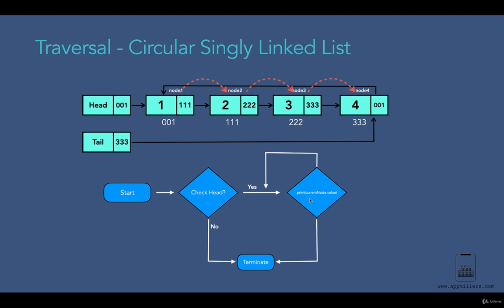Otherwise, we continue to print the current node's value. Then while we have not reached the size of the circle single linked list, we print each element's value to the console. At the end, when we reach the size of the circle single linked list, we terminate our algorithm and finish the process. Now based on this algorithm, we are going to create the traversal method in Java. So let's head over to Java to create our method.